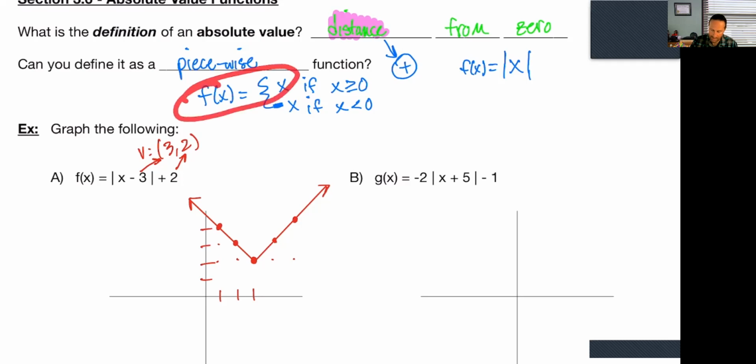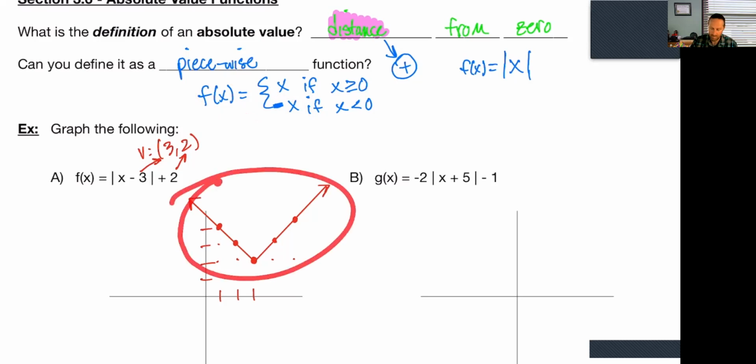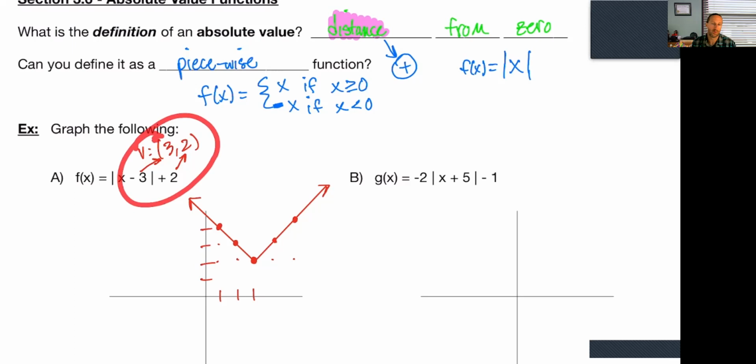My y equals x: up 1 over 1, up 1 over 1. And my y equals negative x: down 1, right 1, down 1, right 1. There is my piecewise function shifted right 3 and up 2.